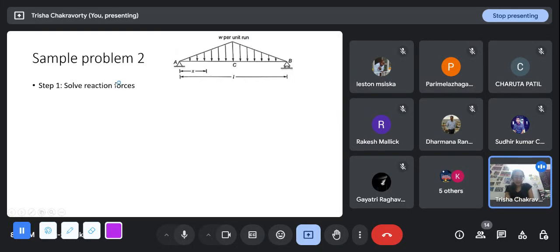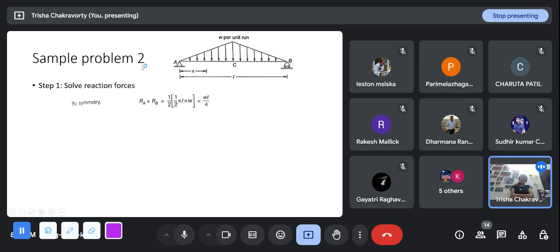This first step remains the same. We have to solve for the reaction forces. So now W per unit length means at this point it is W kilonewton per meter, and at this point it is 0 kilonewton per meter. So it is a triangle, by symmetry.